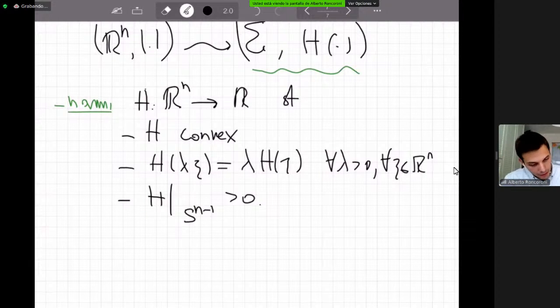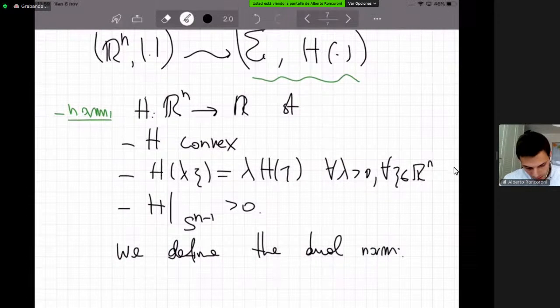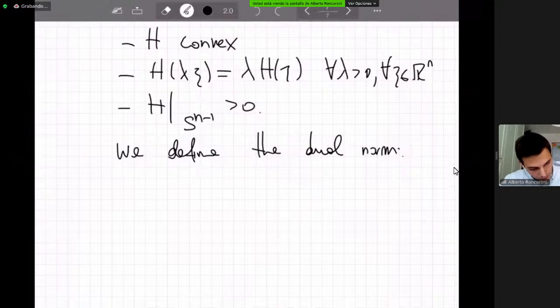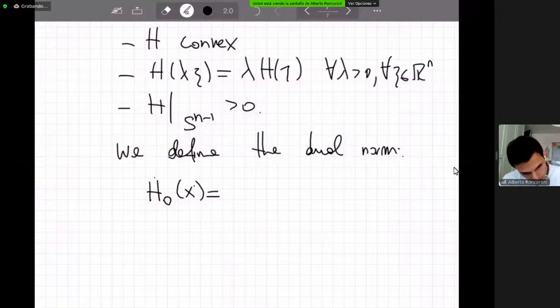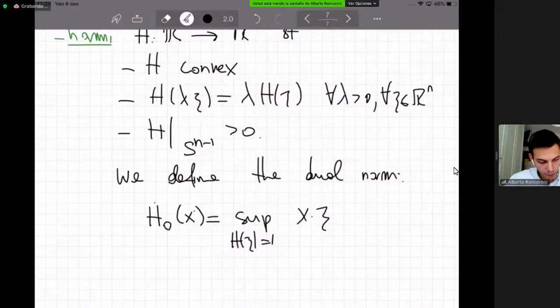And moreover, related to this norm, we define the dual norm, which is the following. So it is H naught of x is the sup of the scalar product between x and psi, where psi has unit norm with respect to this new norm. Okay, so this is the norm part of the story.